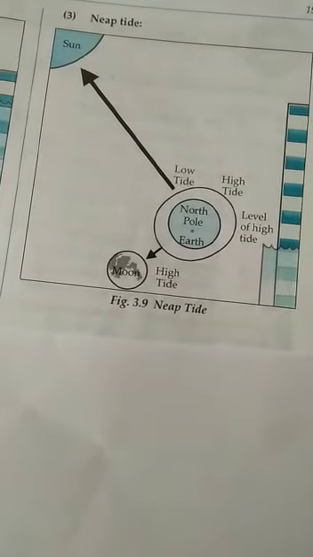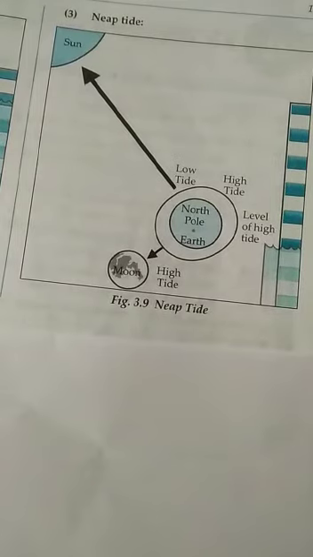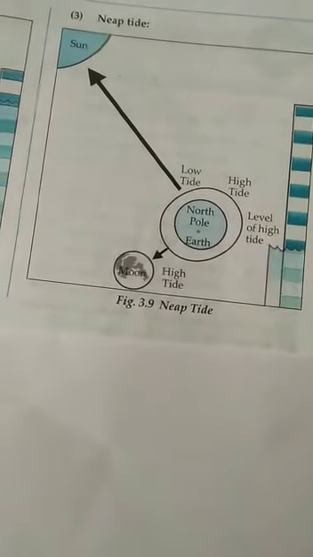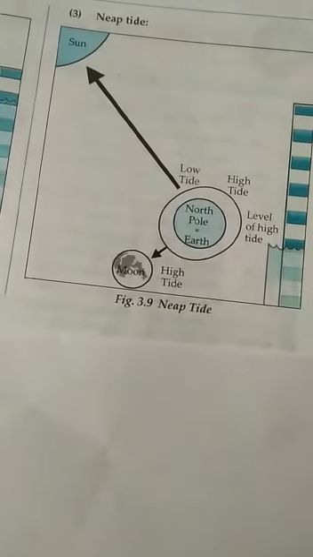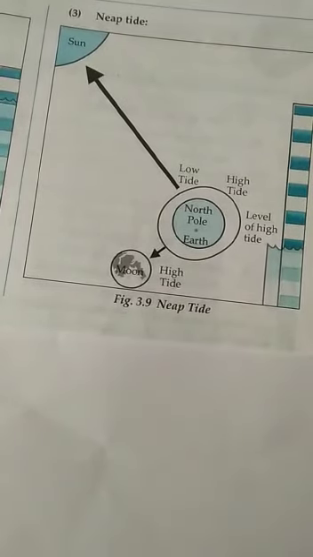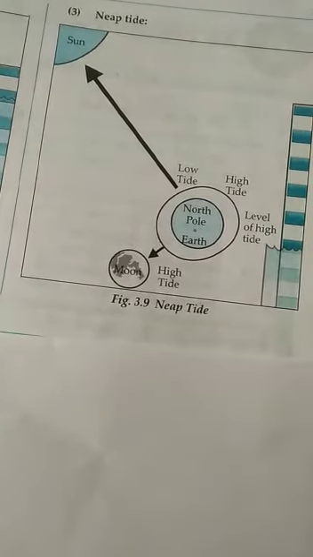At the places where the sun causes high tide, the gravitational pull of the moon, which is at right angles, also acts on the sea water. Neap tides are a little lower than the average high tide and a little higher than the average low tide. You got it?